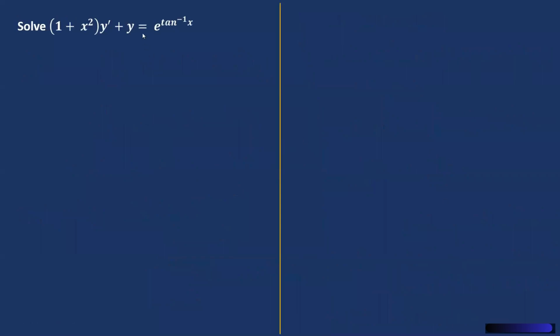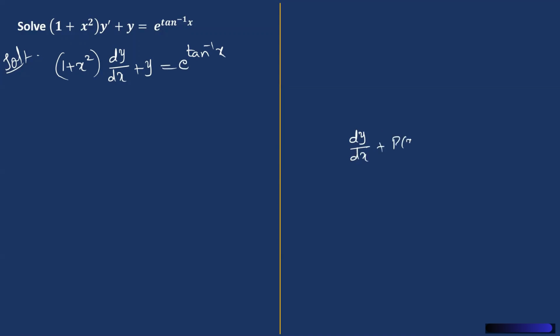Now, looking at this differential equation, let me try to solve this also. This is the differential equation, and I'm writing it again for our convenience: 1 plus x square into y prime. As we know, y prime is dy by dx, plus y is equal to e to the power of tan inverse x. Recall, when we call a differential equation linear, it is of this form: dy by dx plus p of x into y is equal to q of x.